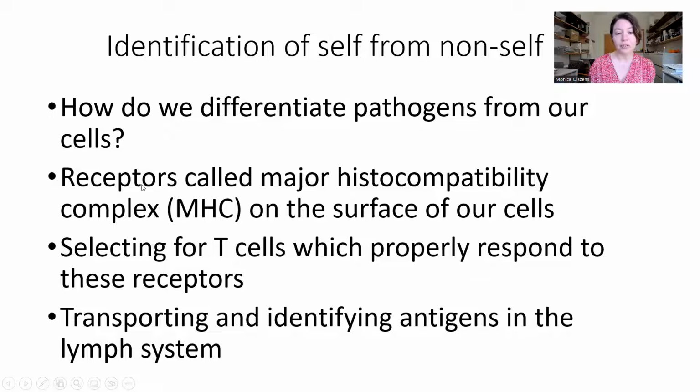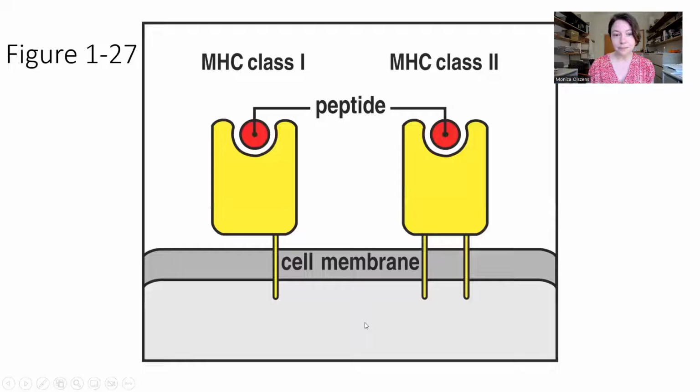Because of receptors called major histocompatibility, meaning compatible with tissue. Histo almost always means tissue. And that's on the surface of just about all of our cells. There is an exception. I think I'll wait till we get there. Selecting for T cells which properly respond to these receptors is the job of the thymus. And then transporting and identifying antigens in the lymph system is the job for the innate immune system. So we're going to talk about where they intersect today.